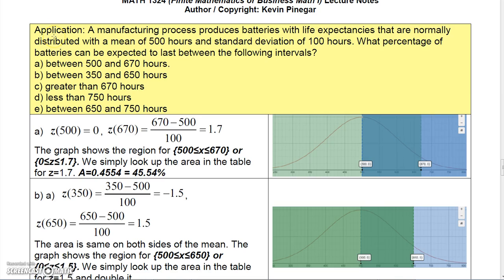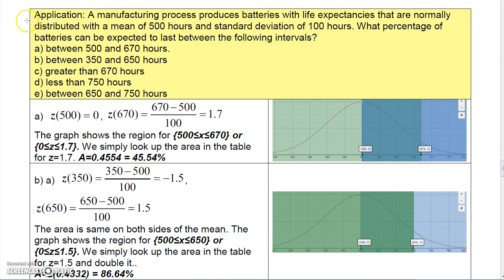Okay, so what you need to do is search the internet for a Z-chart and know which chart you're using. So make sure you know which one you're using here. Okay, here's an application. I'm going to start you off with an application.